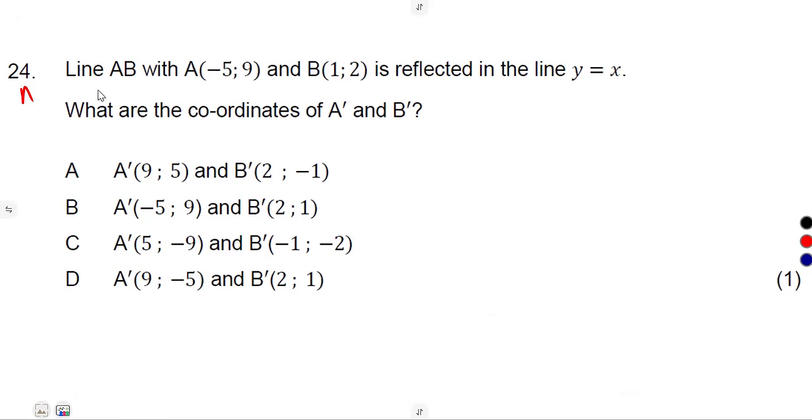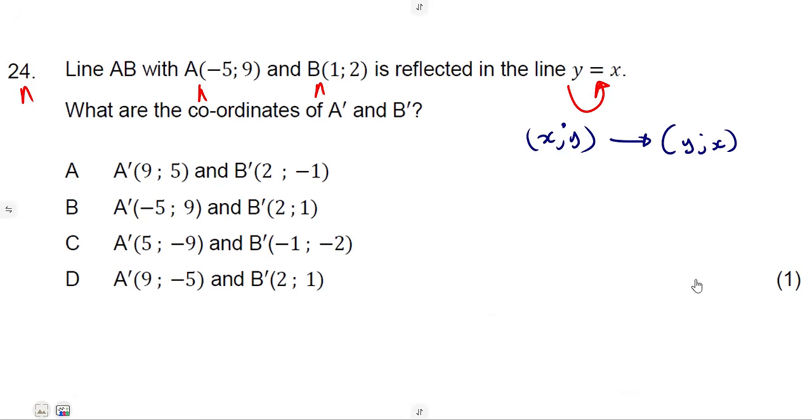On question number 24, line AB, with A as a point and another point B, is reflected in the line y is equal to x. Remember I talked about these properties of the line y is equal to x. The transformation interchanges y and x. So that is the condition. What are the coordinates of these images, A bar and B bar?